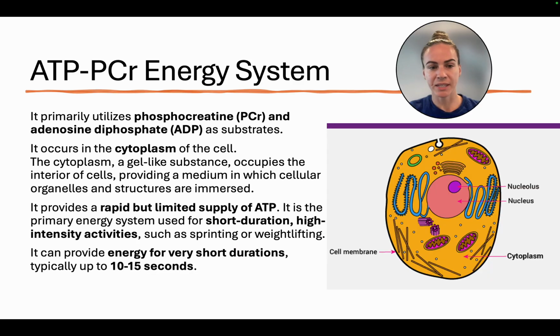The ATP-PCr energy system occurs in the cytoplasm of the cell. It is best used for rapid but limited supply of ATP, which is what we use to create energy. It's best for short duration, high intensity activities such as sprinting or weightlifting, and it can only provide energy for short bursts, maybe 10 to 15 seconds at most.